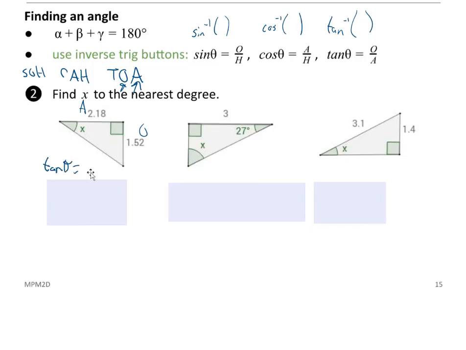So this is actually going to be tan theta is equal to our opposite over our adjacent, which is 2.18, right? Then you're going to take the tan inverse of that. So you'll end up with tan inverse of your fraction, 1.52 over 2.18 is equal to theta. And you should get theta is equal to 35 degrees.